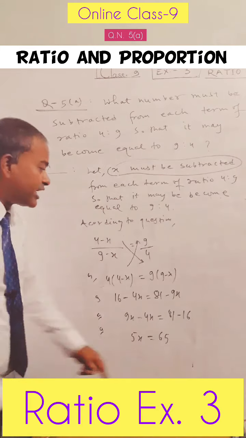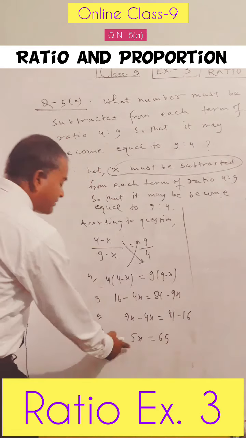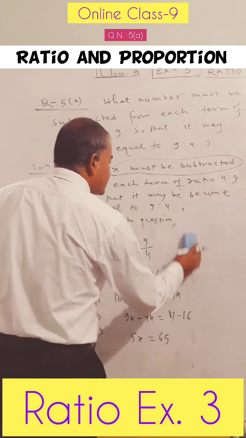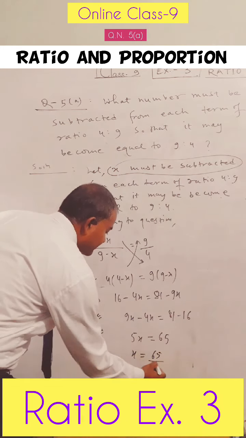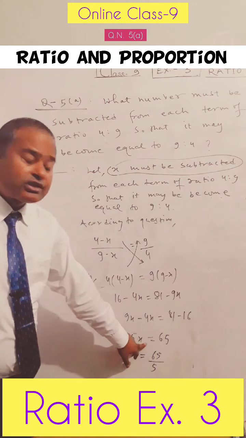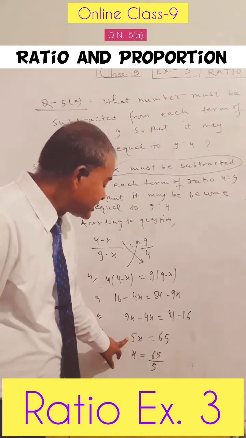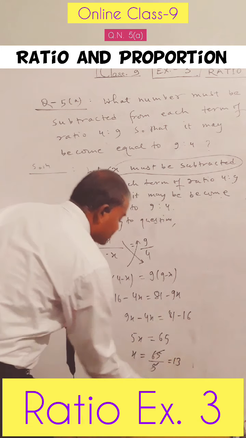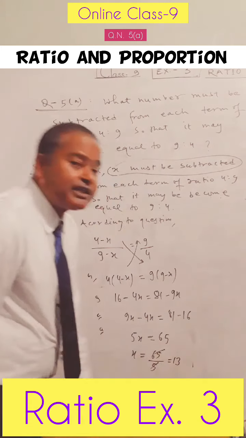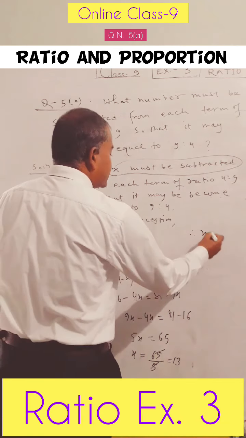Now let's solve for x in one more step. So 5x is equal to 65. We can write x is equal to 65 by 5, because 5 and x are in product form. So if we move 5 to the other side, then 5 will divide 65. That means 65 divided by 5 we get 13. So dear students, when 65 is divided by 5, we get 13. Therefore x is equal to 13.